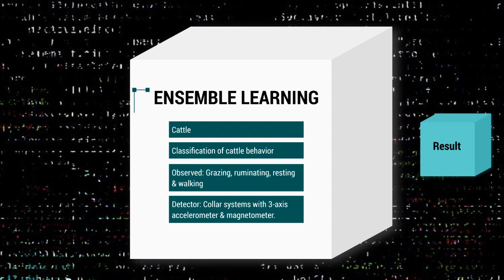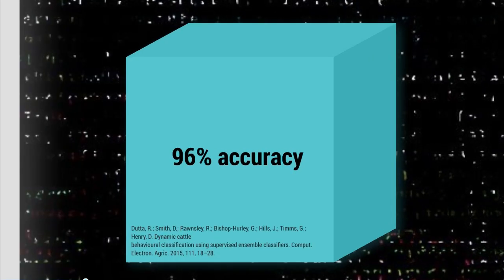Ensemble methods use multiple learning algorithms to obtain a better predictive performance. The estrus and the recognition of dietary changes in cattle are recorded by color sensors with magnetometers and a 3-axis accelerometer. The accuracy is pretty high, reaching 96%.